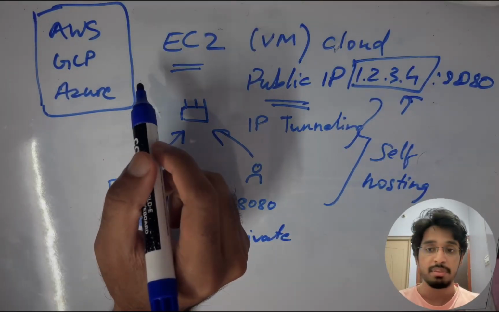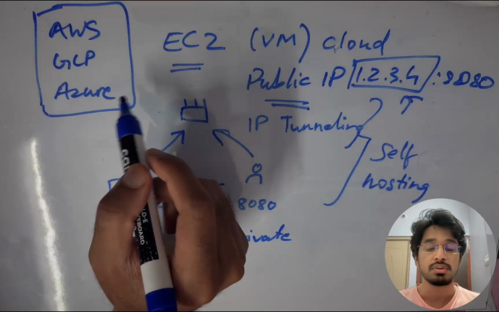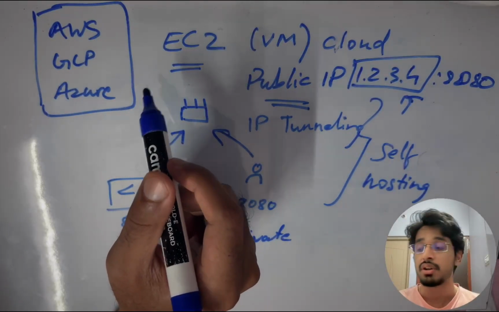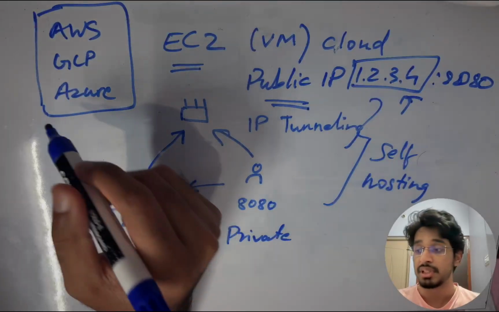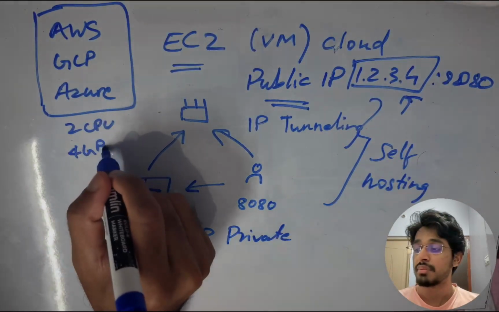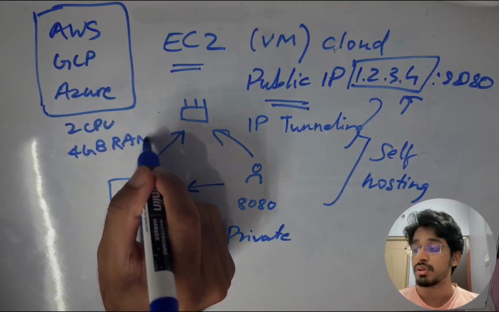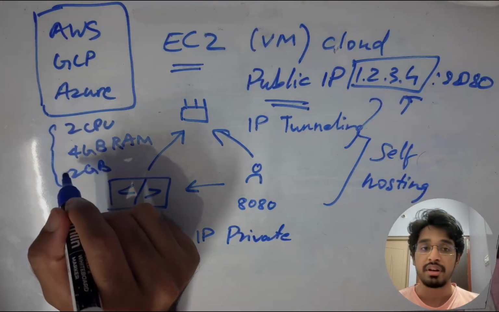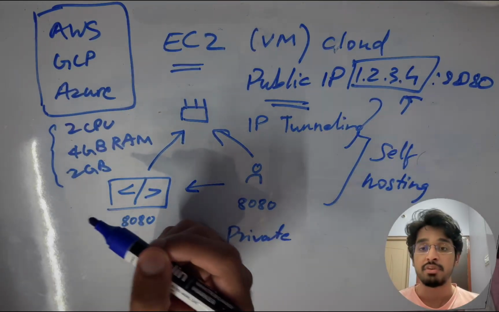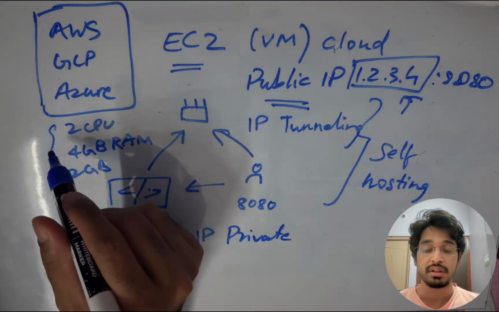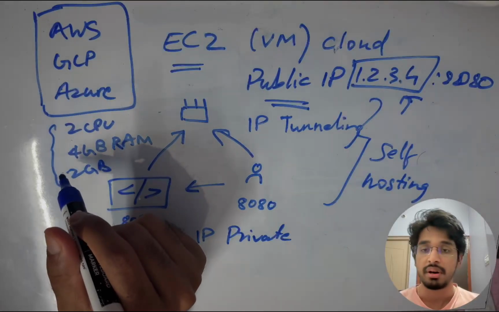Okay, and for every service they provide, they also charge you some amount of money based on the size of the machine that you're buying. Let's say you're buying a machine that has 2 CPU, 4 GB RAM, and 2 GB storage. So these are all the specifications that they provide. So if you want more specifications, you will have to pay more. All right, based on our application requirements, we need to choose the right virtual machine for our application.